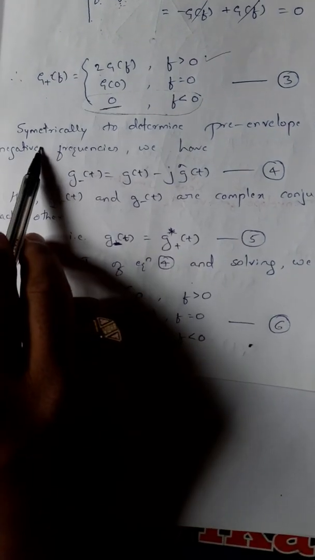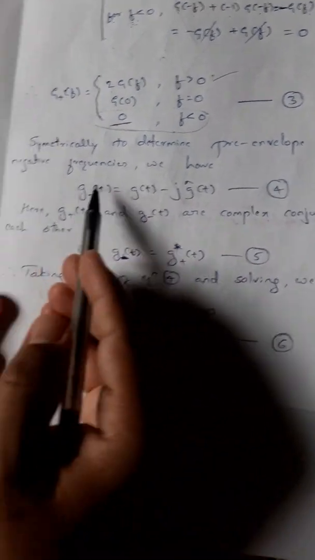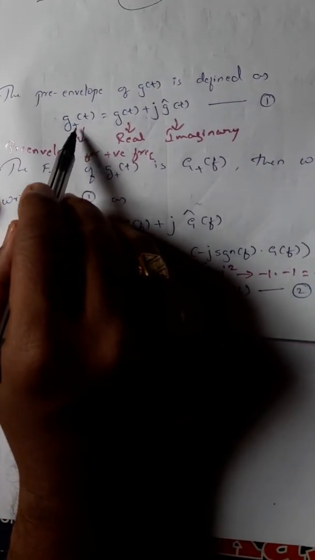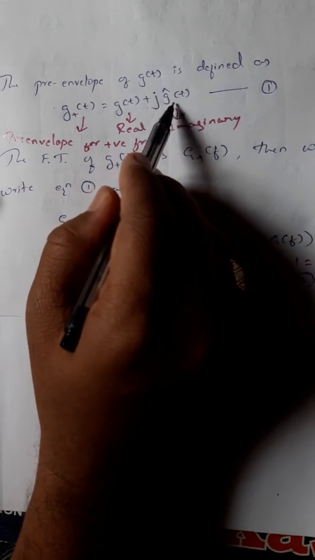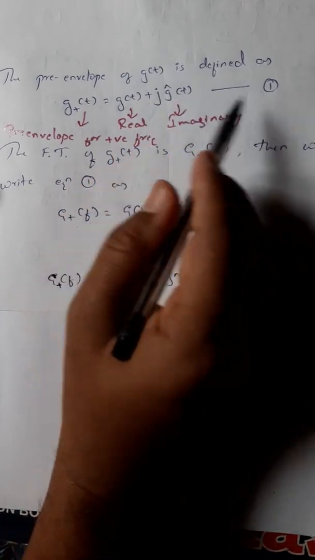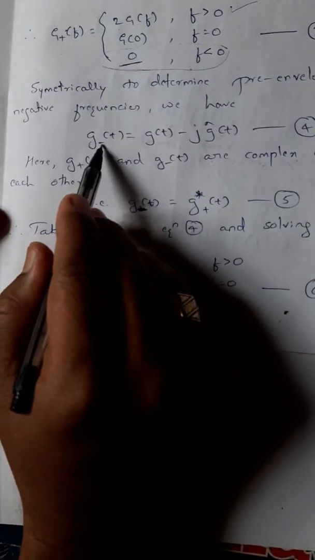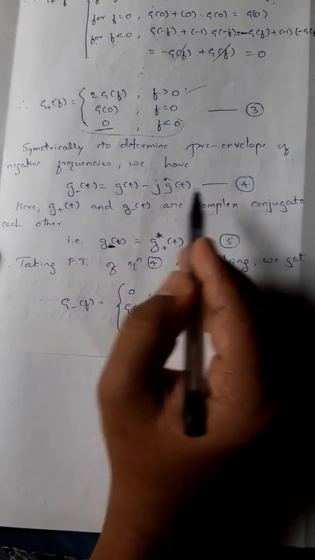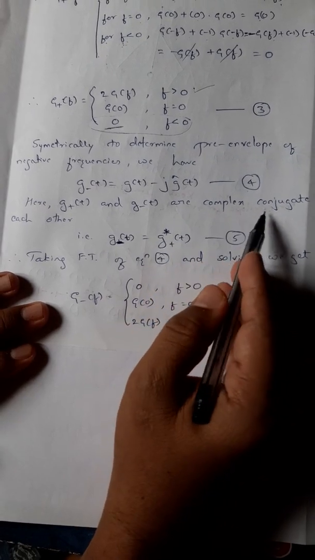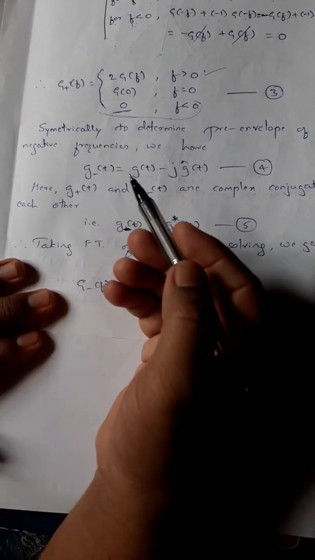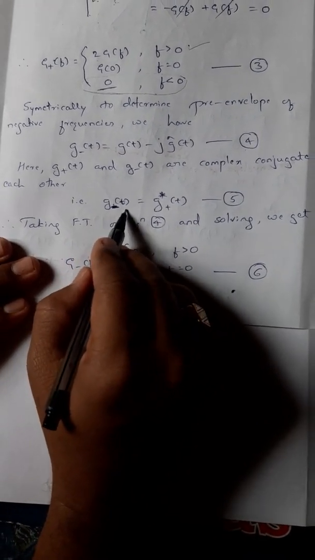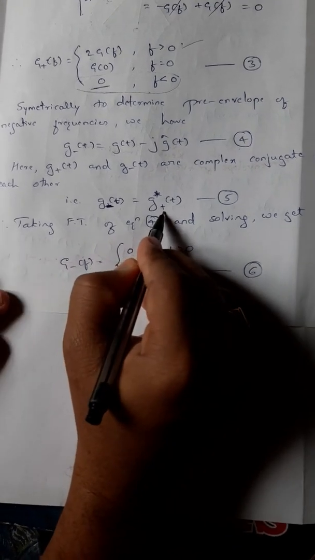Next, symmetrically, to determine the pre-envelope of the negative frequencies. What was the pre-envelope of the positive frequency? It is g plus of t is equal to g of t plus j g cap of t. For negative frequency it is g minus of t equal to g of t minus j g cap of t. Call this equation 4. Here g plus of t and g minus of t are the complex conjugate of each other, which we have already seen. So the negative part and the positive part are complex conjugates of each other.